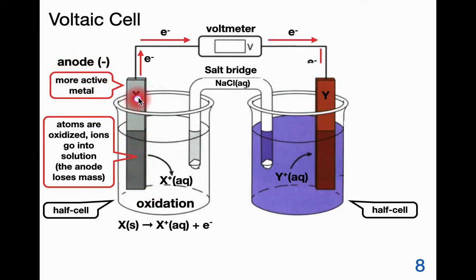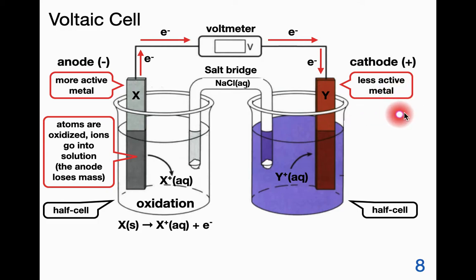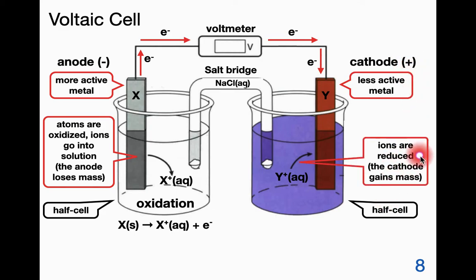Now the anode loses electrons. Oxidation is the loss of electrons. And so electrons go over to the other half cell. Now the electrons don't react with the metal there. It reacts with the ions in the solution, ions of that metal. So this is the less active metal. This is called the cathode. This is the positive post of a battery. Ions are reduced. The cathode gains mass. And so as electrons come in, the ions in solution are reduced, becoming atoms, and they adhere to the metal electrode.